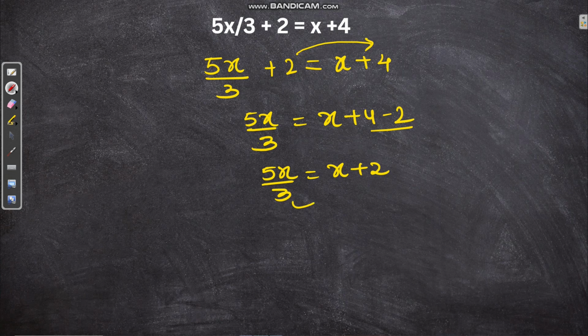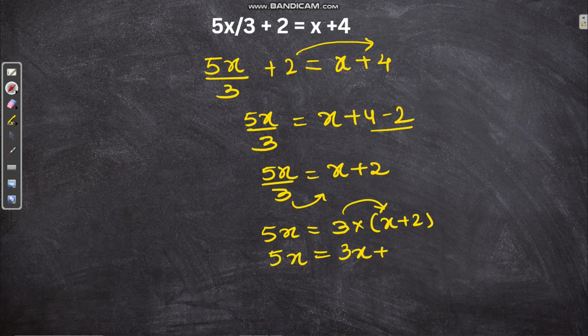Now you need to take this 3 on the other side, so it's 5x is equal to 3. It's multiplied to the entire thing, that is x plus 2. It's not only multiplied with x, it's multiplied with the entire thing. Now just multiply or open the bracket. So 3 into x will be 3x. In between x and 2 there is a plus sign, so plus, and 3 into 2, that is 6.